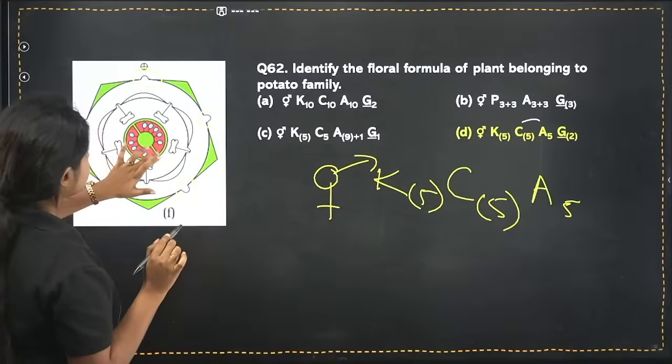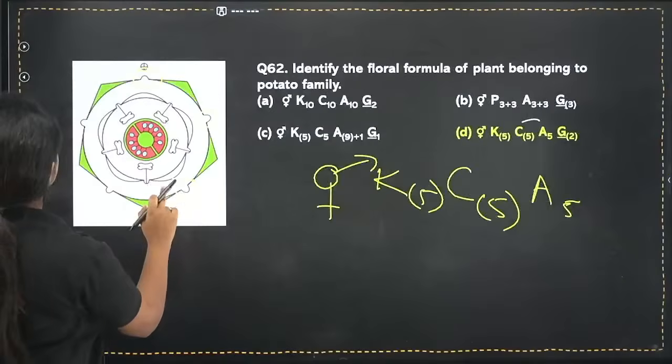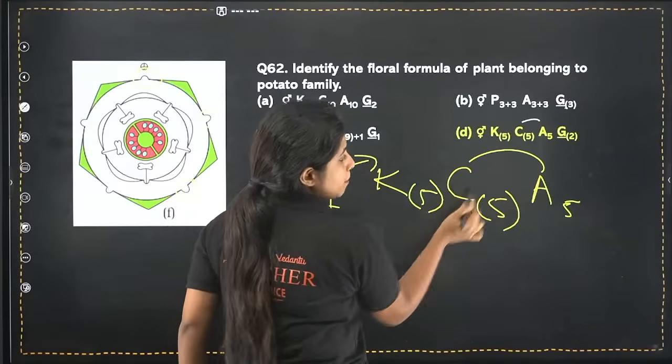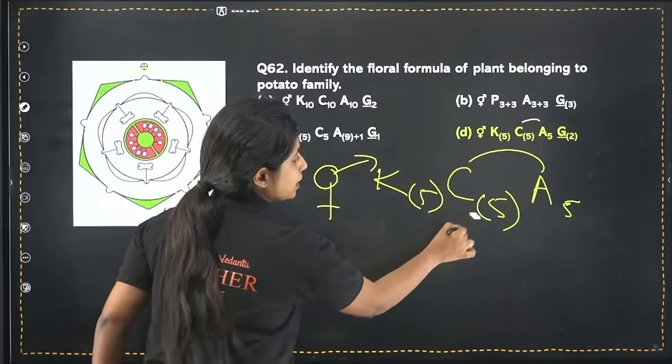Okay, ma'am, but I see that they are fused with the petals. They are attached to the petals, isn't it? This is the petal and they are attached to it. So what do I do? I make a connection like this, because petals means this only. So I make a connection like this, and that is known as the epipetalous condition.